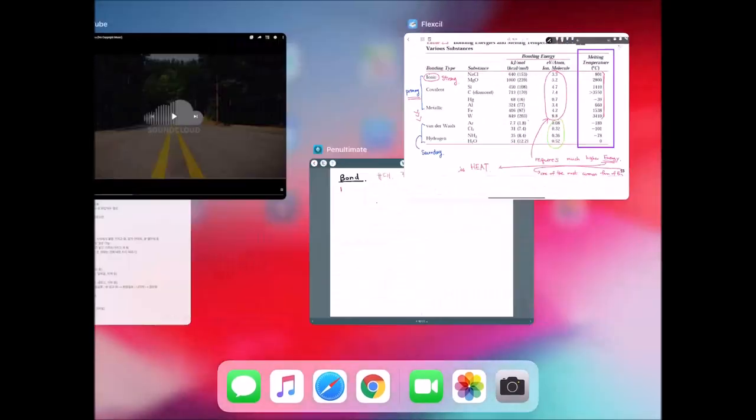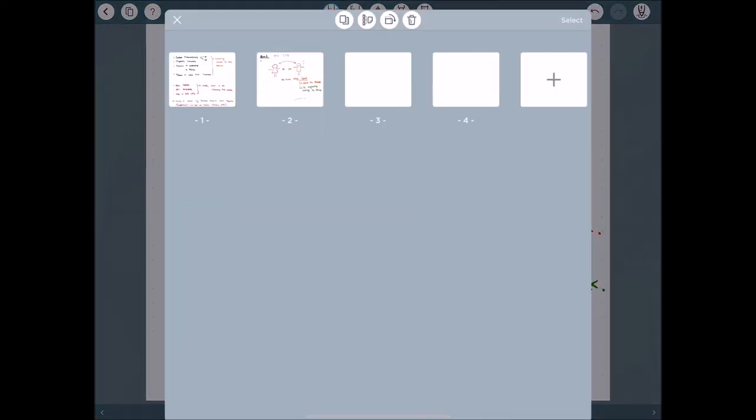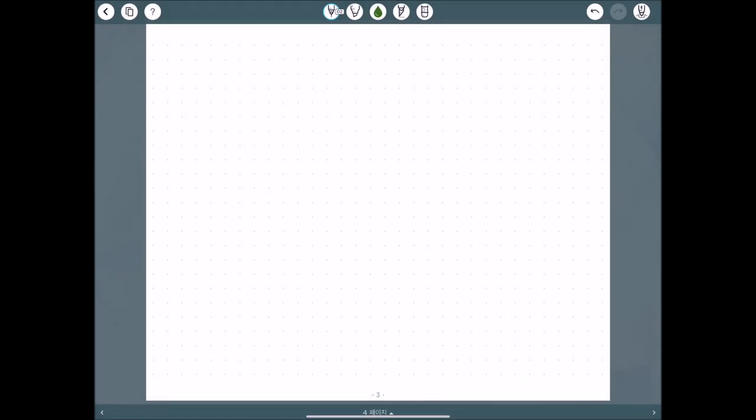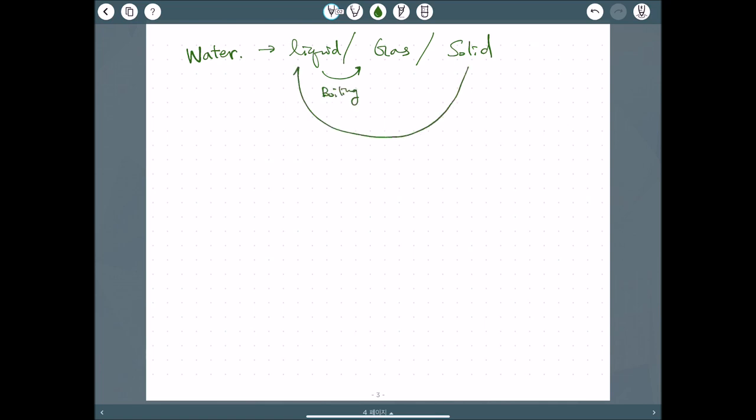Okay, let me emphasize this part. Let's think about putting in energy or melting, right? So let's talk about water, which is the most common thing we can imagine. It can exist as liquid, gas, or solid, right? From liquid to gas, it is boiling. From solid to liquid is melting. And it can also go from solid to gas in some cases, depending on the pressure or temperature, but this is thermodynamics, so I'm not going to go into that part.